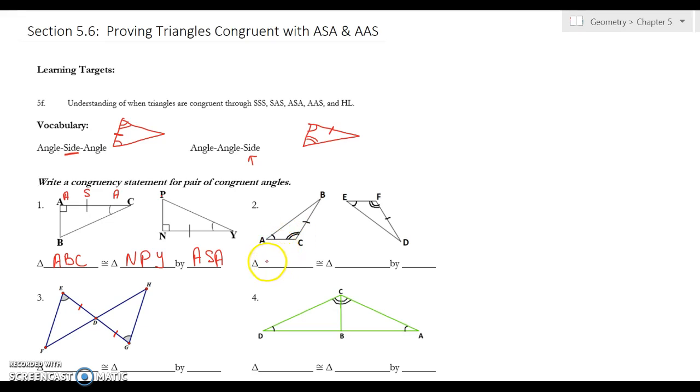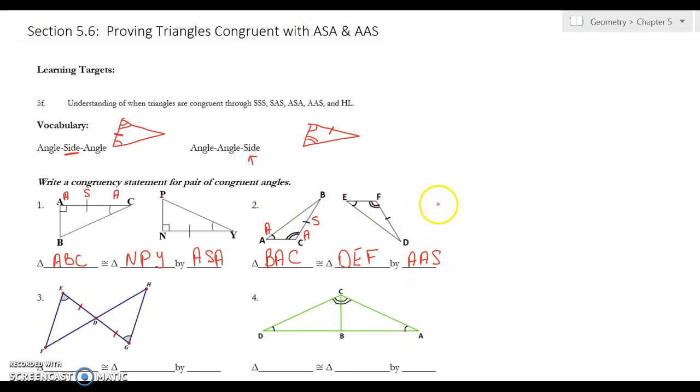You name the first angle. This time I'm going to name it BAC. And so now B has no marks on it, so that's the same as D on the other triangle. A has one arc, so it's the same as E. And then C has two arcs, so it's the same as F. And this time I have an angle, another angle, and a side over here. And so if you notice, the side is not squished in between. It's not the included side, so this one's angle, angle, side.